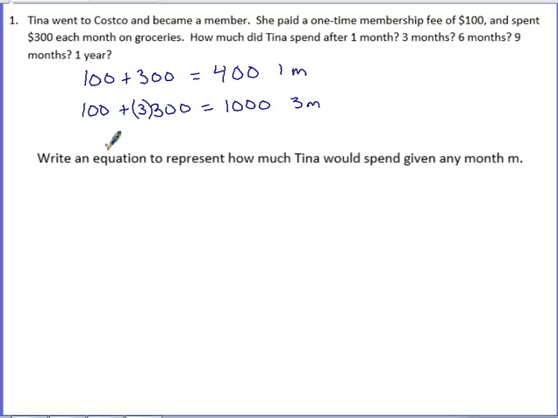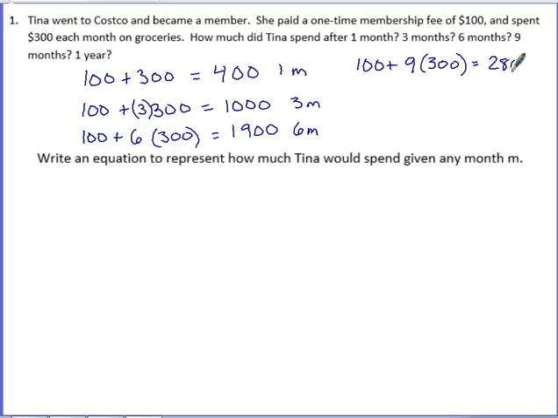Okay? After 6 months, all right, she still paid the $100 at the beginning, but now 6 times she has gone and spent $300, all right? So that means she has spent $1,900 after 6 months. 9 months, she spends the $100 at the beginning, then 9 times she goes and spends $300. That would be $2,800 after 9 months. And then a year, she spent $100 at the beginning, and then a year means she went 12 times, spent $300. That is $3,700 in 1 year, okay?